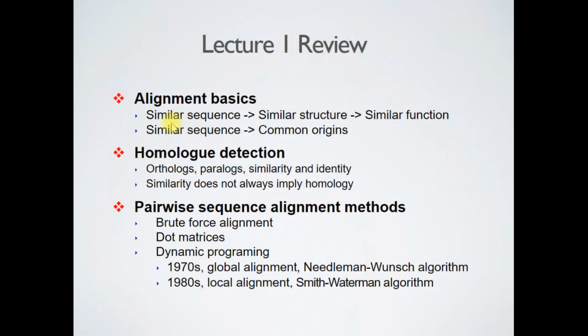Basically, two reasons. First, the paradigm in biology: similar sequence to structure, further to function. And the second, from an evolutionary point of view, similar sequences often come from common origins or common ancestors. For homolog detection, depending on whether they have common activities or not, homologs can be divided into orthologs or paralogs.